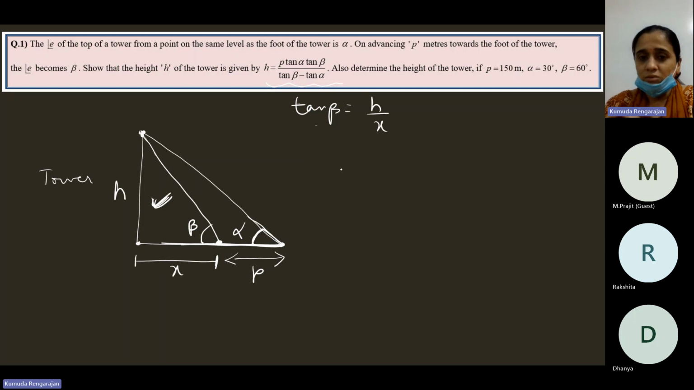All right. Now in this equation, tan beta is equal to h by x, which is that term which is not in the final result. The final result is h is equal to p tan alpha tan beta by tan beta minus tan alpha. That's the final result. Which is that term or expression which is not in the final result?